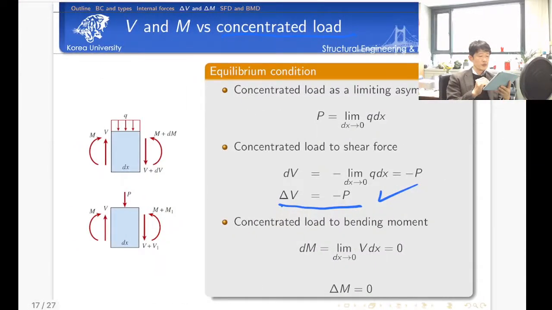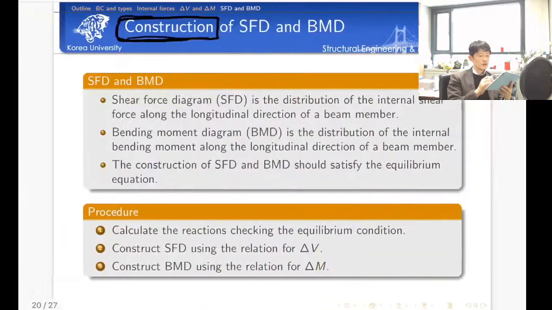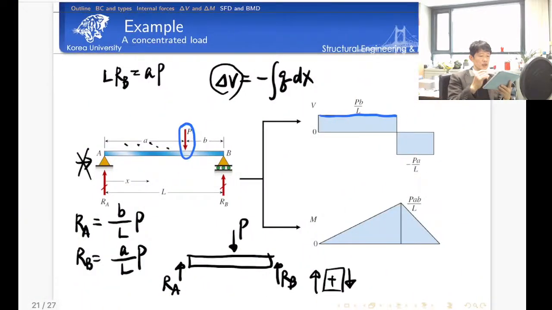If we have any concentrated load, the change of shear force is minus the magnitude of force P. So let's refer to that equation. And then we have a certain change downward, the size is equal to P, isn't it? So with a downward change, the sign of internal shear force is positive, and because it changes by P, we have a negative value of the internal shear force.